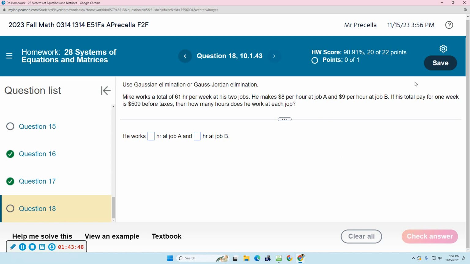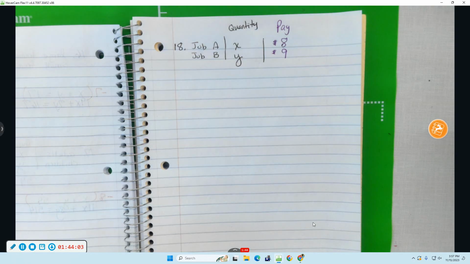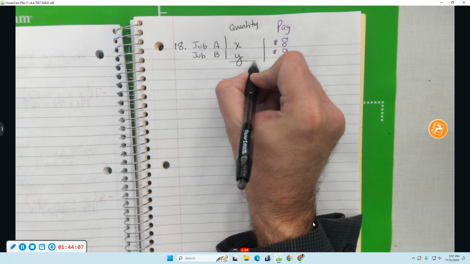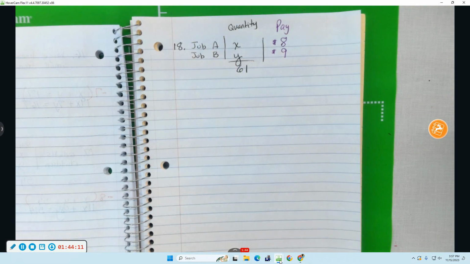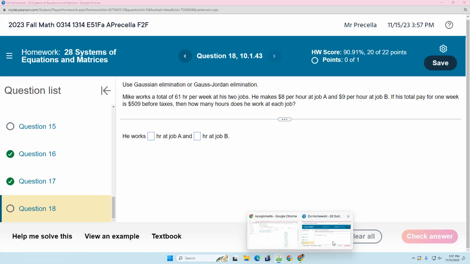Okay. If his total pay for 1 week is $509, and we already know he worked a total of 61 hours. They told us that. Let's deal with that 61 right now. Let's look back at the table. Where am I going to put the 61 hours? Yeah, under quantity. And I forgot, how much was that pay of his? 509.